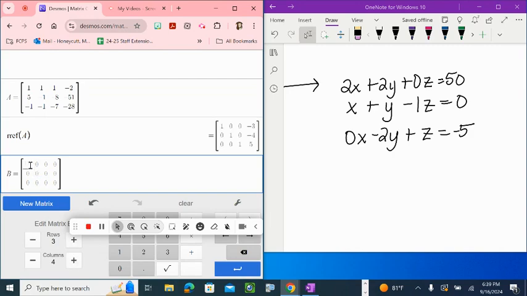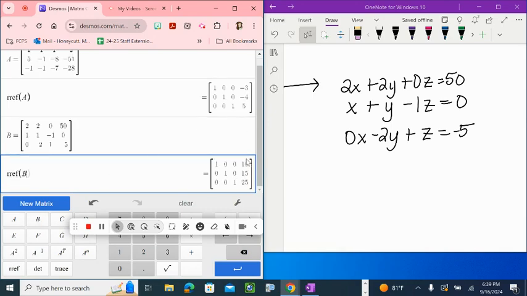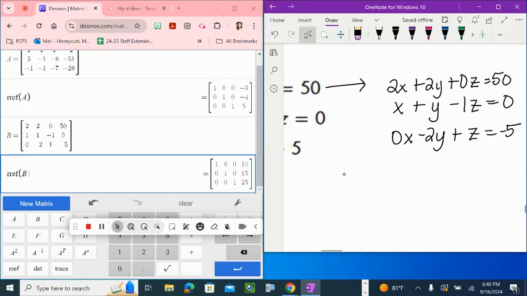And my matrix will be 2, 2, 0, 50, and 1, 1, negative 1, 0, 0, negative 2, 1, negative 5. Okay, then I'll take the reduced row echelon form of matrix B, and I see my answers are 10, 15, and 25. So x will be 10, y equals 15, z equals 25.